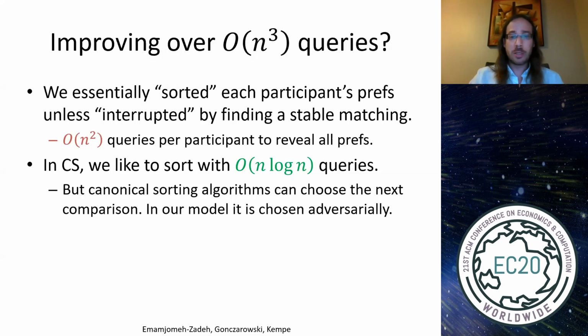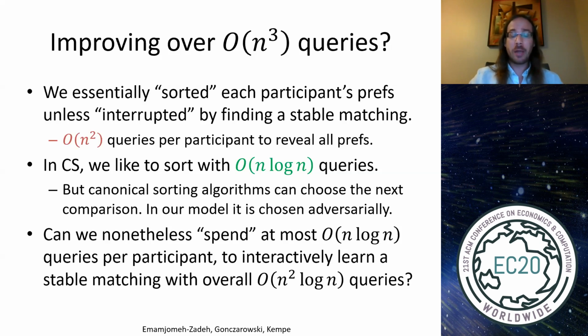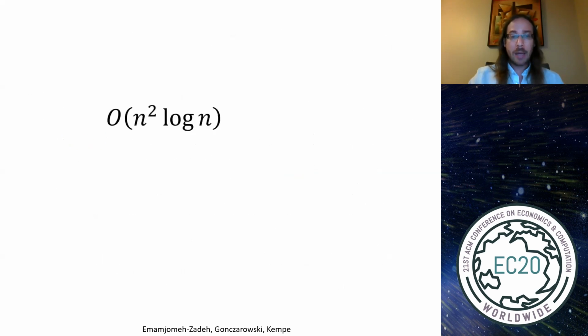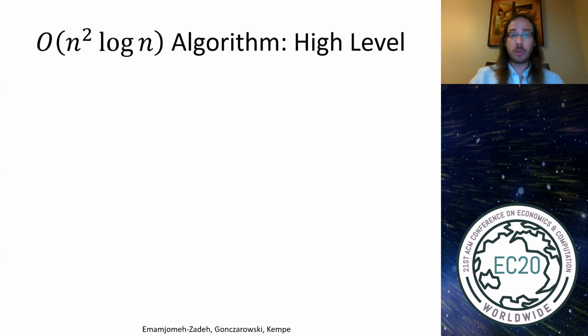Problem is that canonical sorting algorithms can choose the next comparison, while in our model, we cannot target a specific comparison. We propose a matching, and we're adversarially given one comparison that conflicts with it. So the question is, can we nonetheless spend at most n log n queries per participant to interactively learn a stable matching with overall n squared log n queries? And our first main result is going to be that we can actually do that.